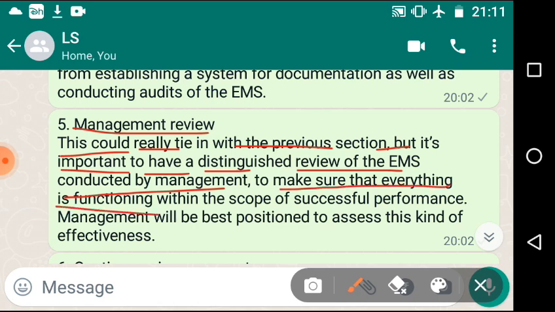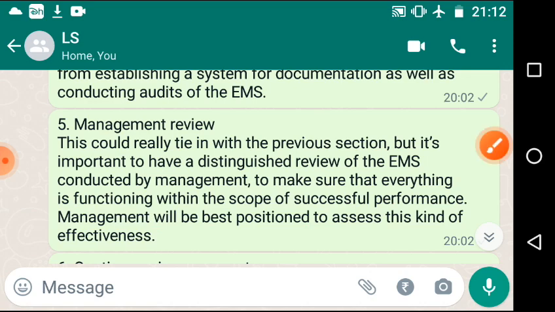Next is management review. Now this could really tie in with the previous section. The fourth step that I have said, study and correct, is related to that. We have to review them. After studying, we have to review that thing. This could really tie in with the previous section, but it is important to have a distinct review of the EMS conducted by management, and it makes sure that everything is functioning well within the scope of successful performance.